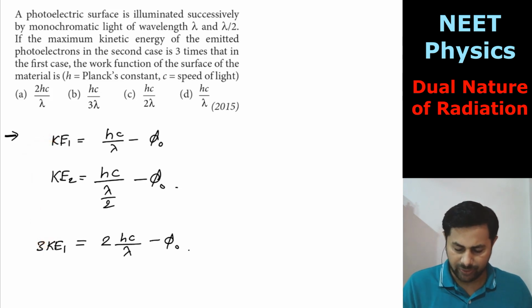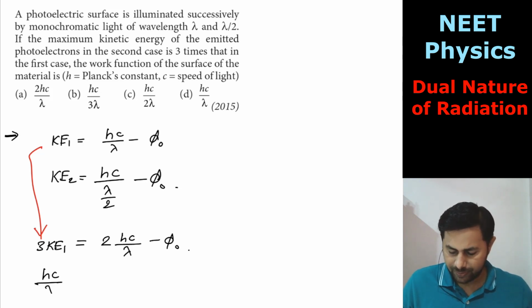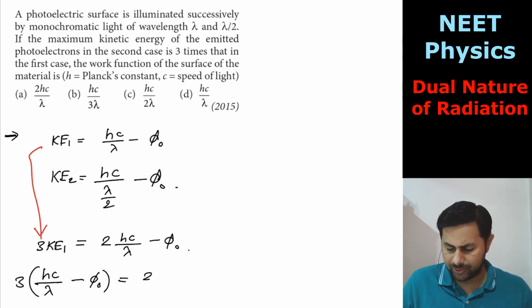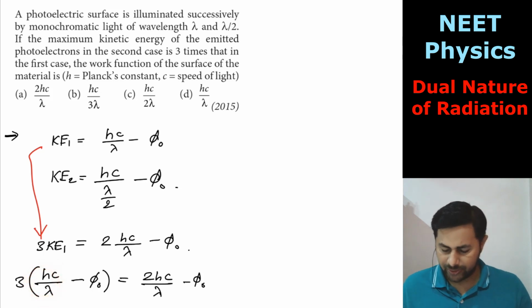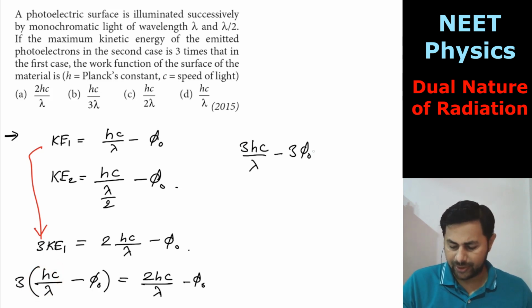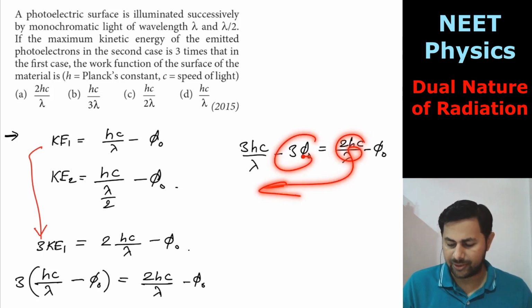And then you can substitute this Ke1 here. What's Ke1? It is Hc by lambda minus phi naught. Then you have 3 times of that. 3 times of Hc by lambda minus phi naught is equal to 2 Hc by lambda minus phi naught, right? So then multiply this out. So what do you get? Therefore 3 Hc by lambda minus 3 phi naught is equal to 2 Hc by lambda minus phi naught, and then just move this thing on this side and this thing on this side.